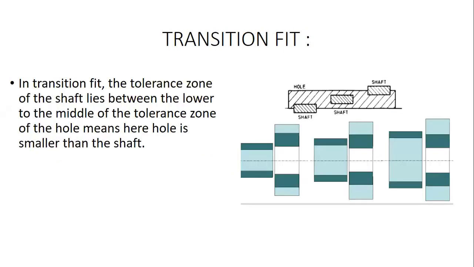The third one is a transition fit. It is a hybrid or a combination of both interference and clearance fit. In this type of fit assembly, the tolerance zone of the shaft lies between the lower to the middle of the tolerance zone of the hole. This means that the hole is smaller than the shaft diameter. You can see the pictorial representation of the transition fit on the other side of the information.